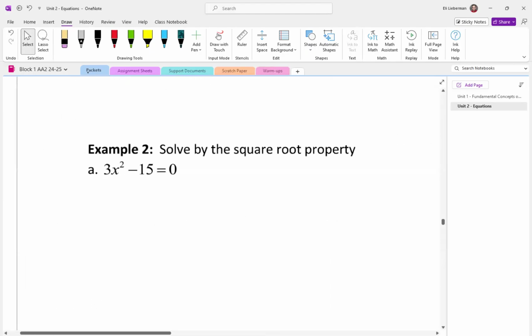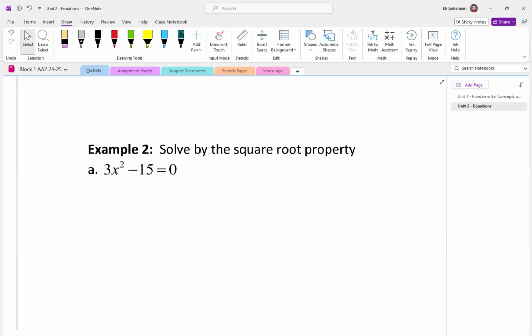What is that term called? Anyone remember? What is the term with just an x called? Would you check in with your neighbor and see if they remember that vocabulary word? The term with just an x. Anyone? It is a linear term.